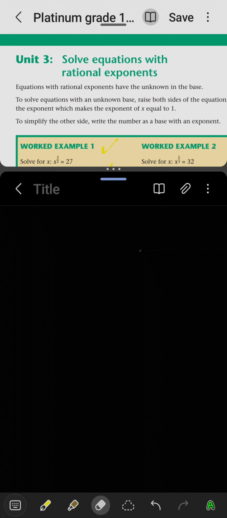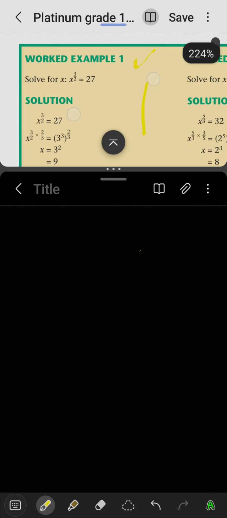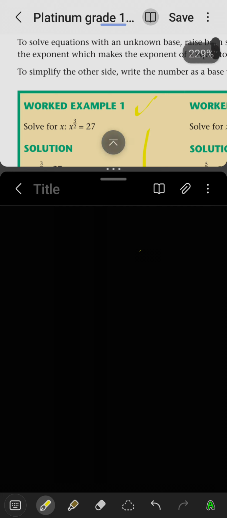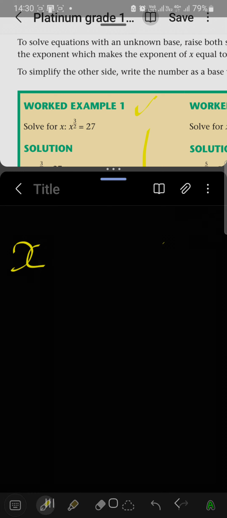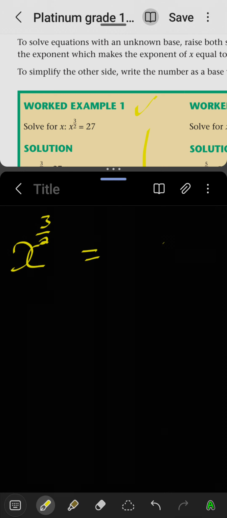In order for you to be able to solve an equation which has the unknown as the base, you need to raise both sides of the equation to a power to make sure that x has an exponent of 1. So let me take an example, the one that we are given, worked example number 1. I am zooming in to make it easy for you, without showing you the answer, so that you see the procedure as I write. So we have x to the power of 3 over 2, which is equated to 27.